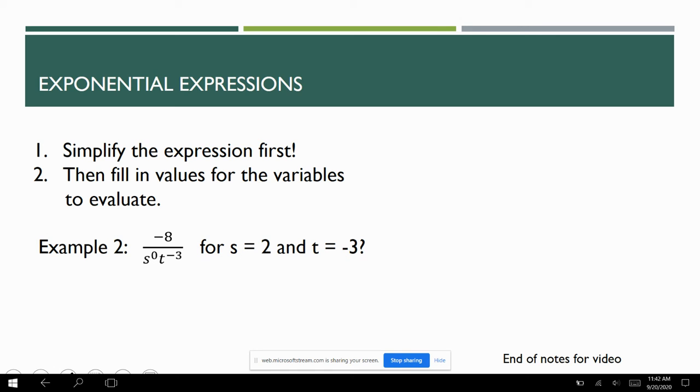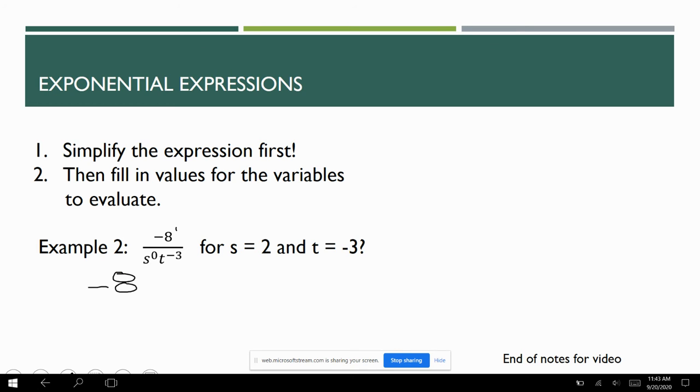Let's look at another example. So we're going to simplify first and then fill in the values for the variables to evaluate. So we have negative 8 over s to the 0th times t to the negative third. Now notice your numerator is negative 8. Negative 8 does not have a negative exponent. Its exponent is still positive, and if you remember, its exponent is really 1. So that negative 8 needs to stay in the numerator.